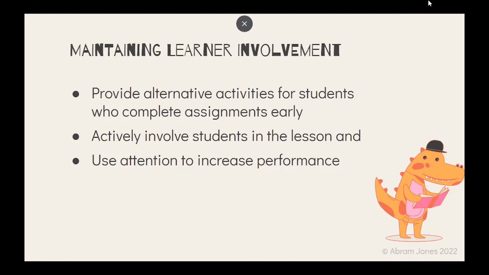Some other ways to maintain learner involvement include providing alternative activities for students who complete assignments early. You don't want a student sitting there with her arms folded saying, "I'm bored," right? It really distracts the other students. We also want to actively involve students in the lesson and to use attention to increase performance. How many of us have heard "1, 2, 3 eyes on me"? It's something that is said in elementary school classrooms a lot. So that's one of the ways that we can gain student attention when we need to.